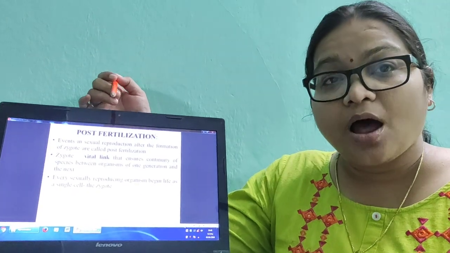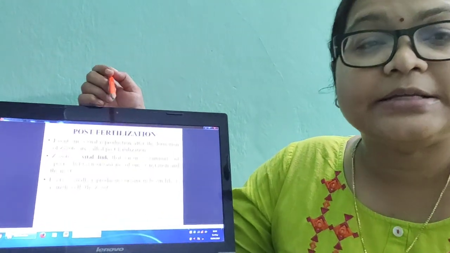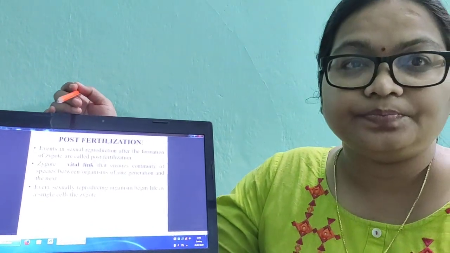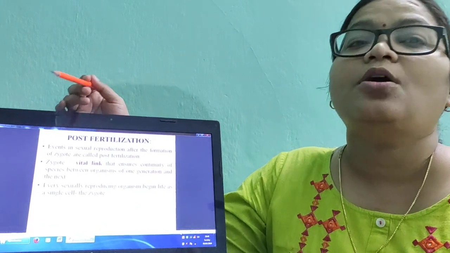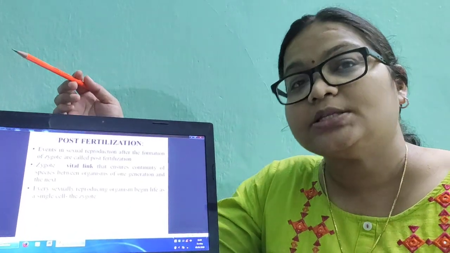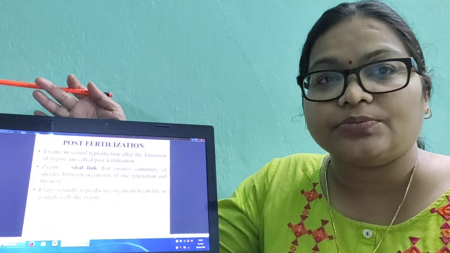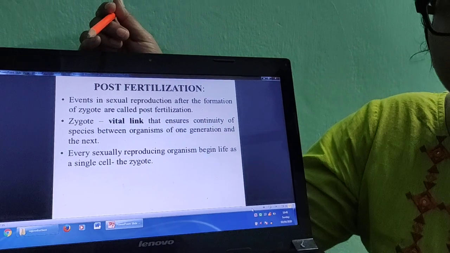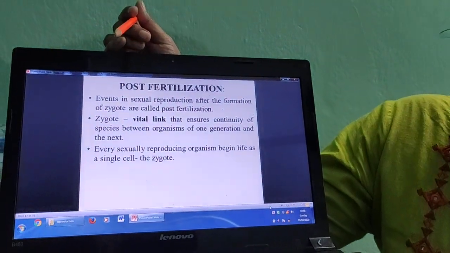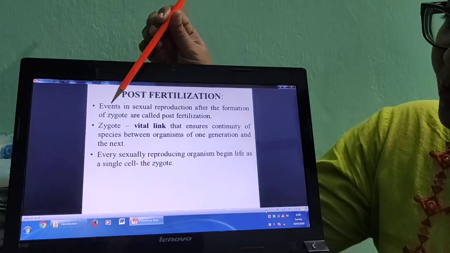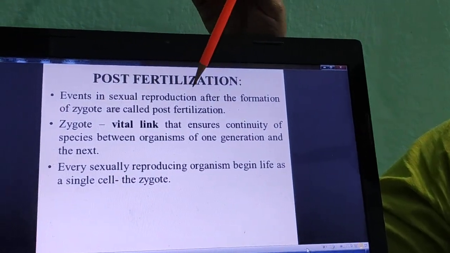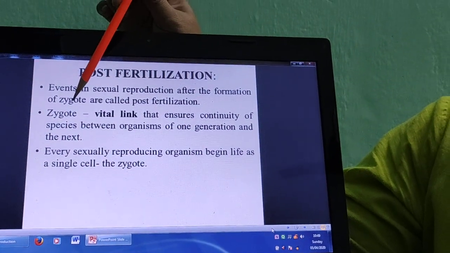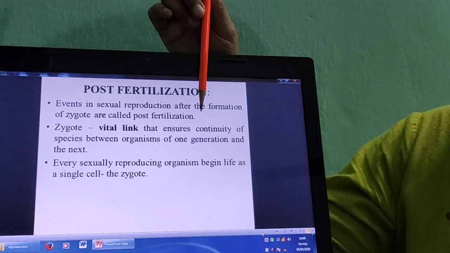So now the zygote undergoes some developmental process for the production of the organism, or the production of the offspring. This part of the reproduction, that is the development of the zygote to the offspring, is known as post-fertilization, right? So here you see events in sexual reproduction after the formation of the zygote. Remember, events after the formation of the zygote are called post-fertilization.